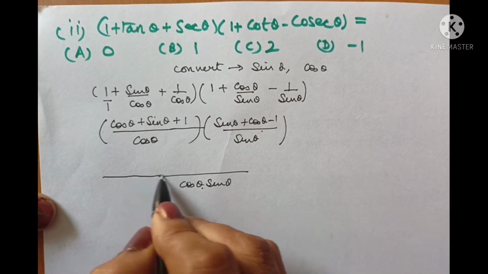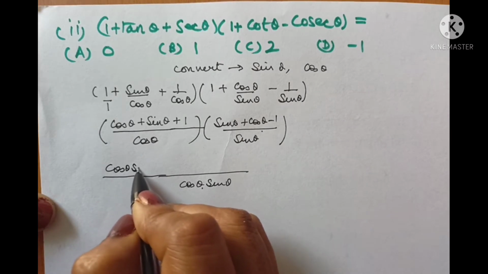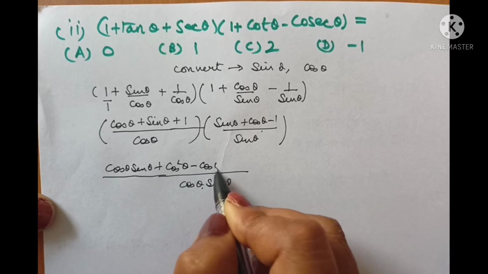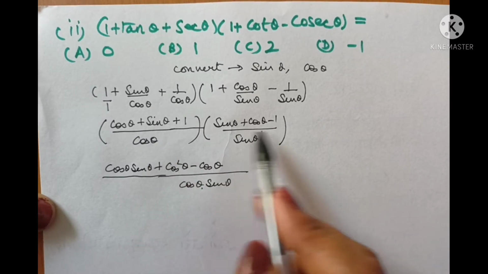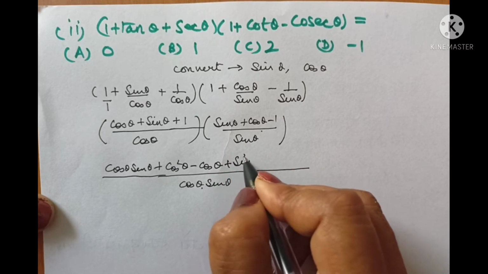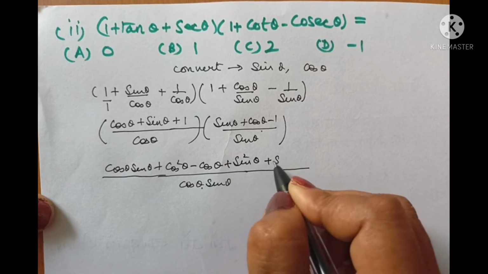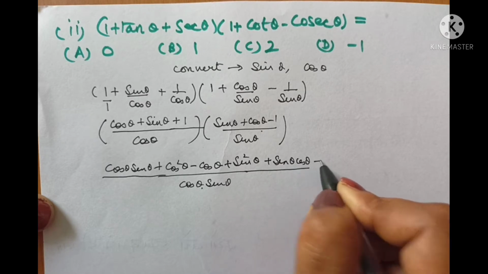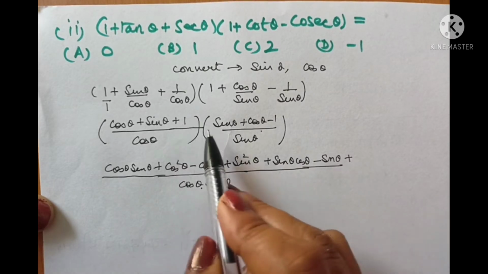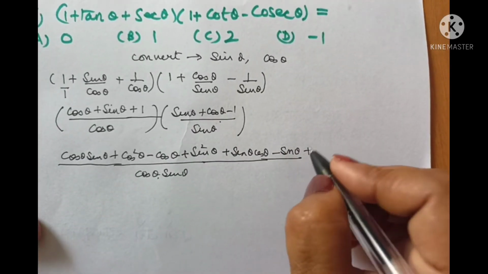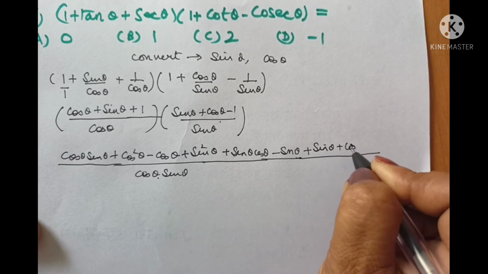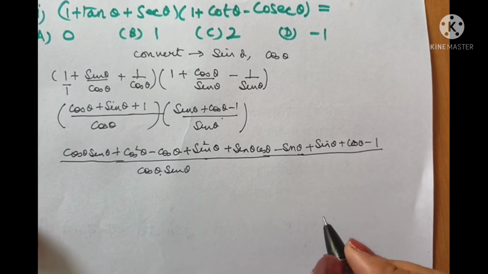See what do I get? I get cos theta sin theta plus cos square theta minus 1 into cos theta is cos theta. Now I multiply sin theta with all three of them. I get sin square theta plus sin theta cos theta minus sin theta. And now I multiply 1 with all three of them. What do I get? Plus sin theta plus cos theta minus 1. So this is my multiplication.